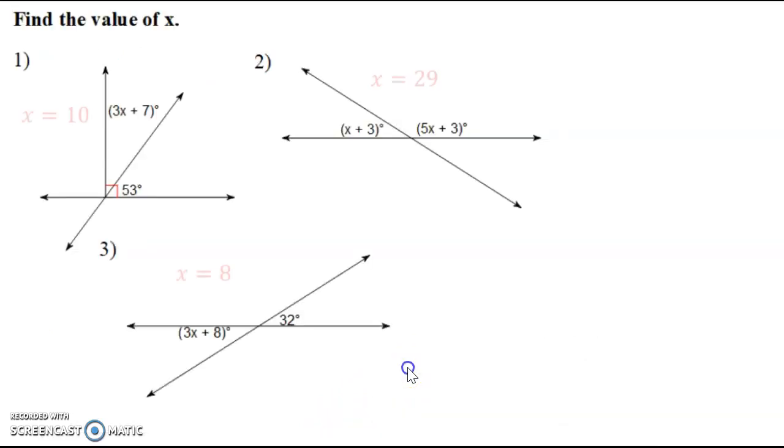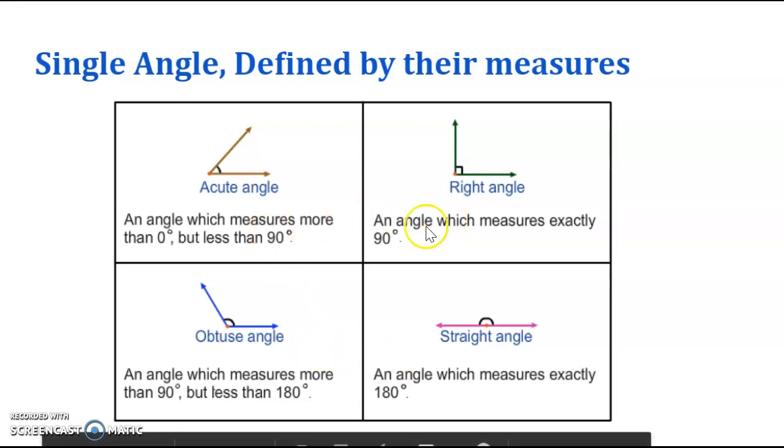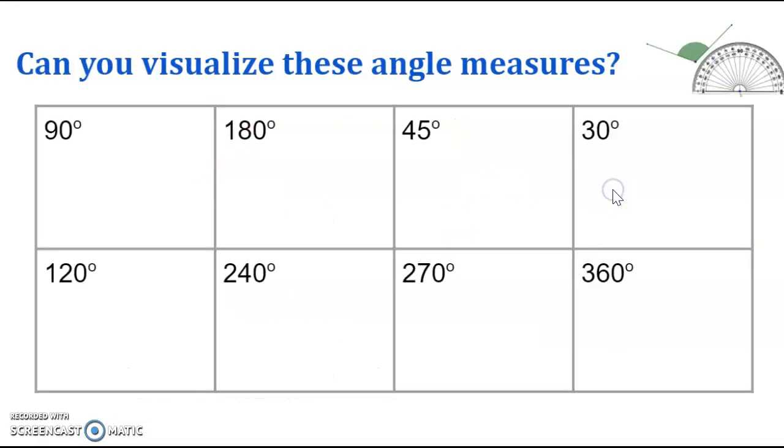Alright, so then those were the warm-up problems. Okay, then let's just quickly review the angle measures. That was an acute angle, right angle, obtuse angle, straight angle. Those four words you should really be familiar with by now. And now, can you visualize these angle measures?